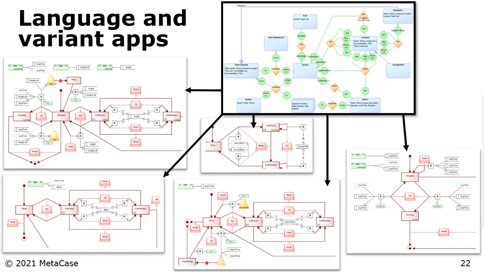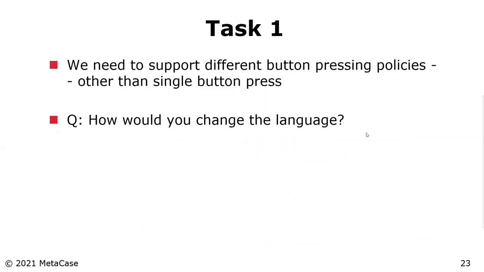So let's take the first task. And I would like to challenge you with this task. So the idea is that at the moment, the meta model that we have only allows that I press the button once, and then the watch does something. So only a single press button policy triggering.